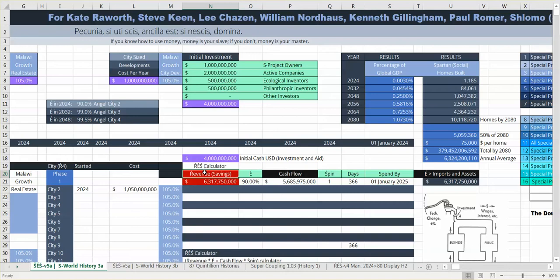So, revenue or savings is times by efficiency, and efficiency is set at 90% here. So we start with 6.3 billion, and after we've times it by the 90% efficiency, we have 5.6 billion. Okay, simple, very simple. Spend one gets spent within a year.